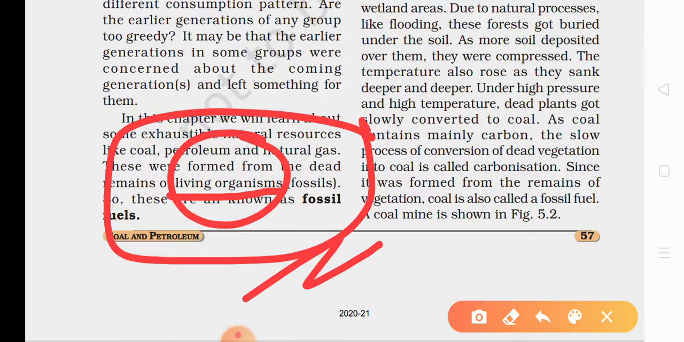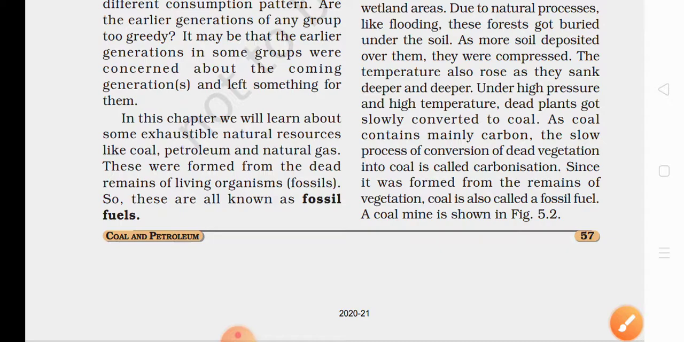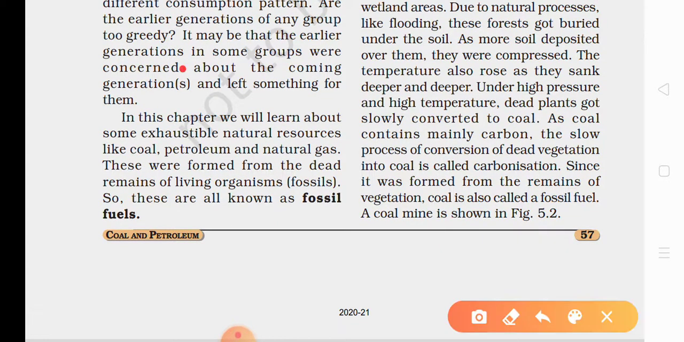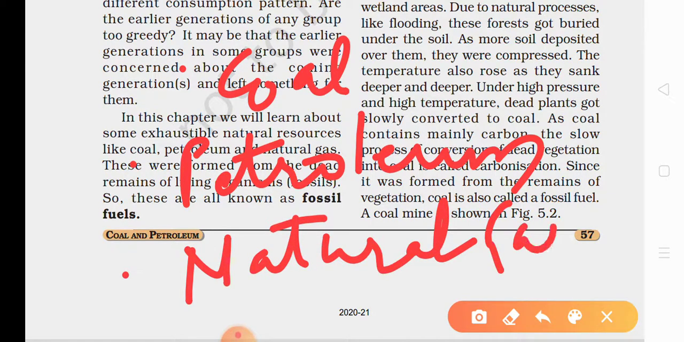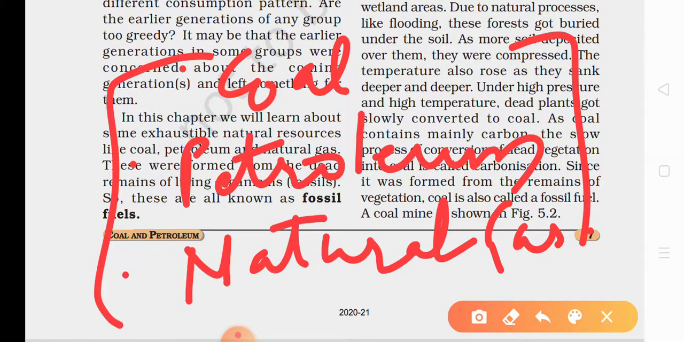Okay. When plants and animals undergo natural decomposition under extreme high heat and pressure over millions of years, it leads to the formation of fossil fuels. There are three major forms of fossil fuels. First is coal, second is petroleum, and third is natural gas. So in this chapter we will study all these fossil fuels in detail.